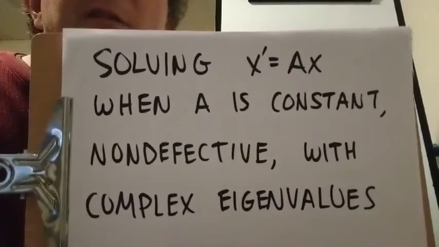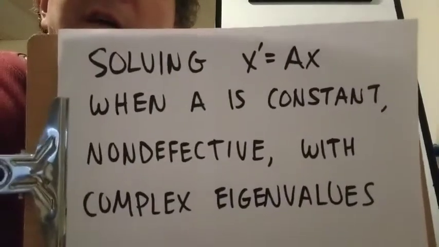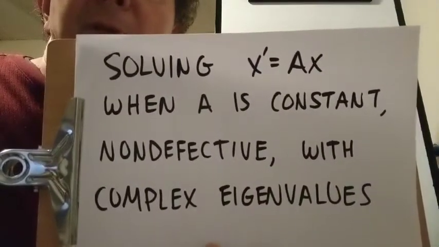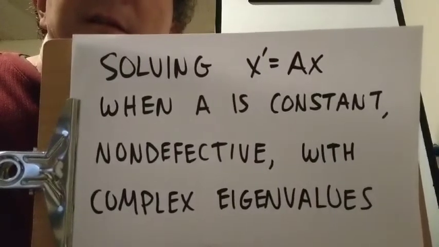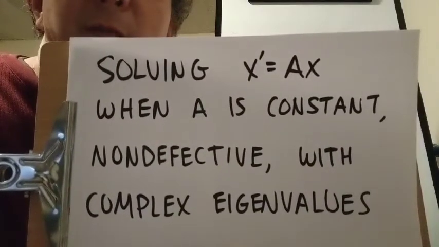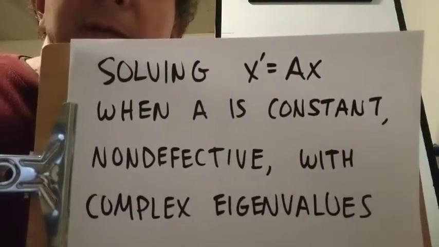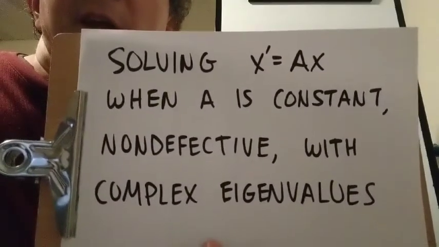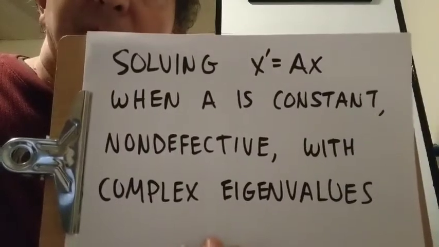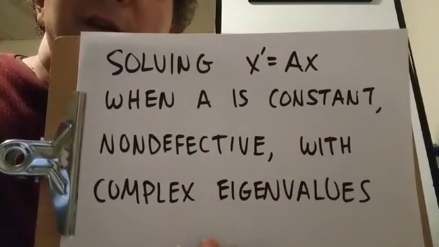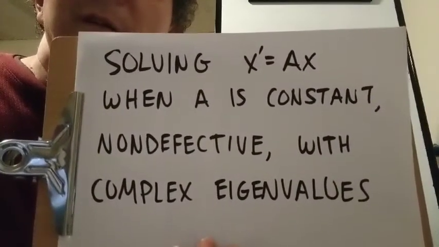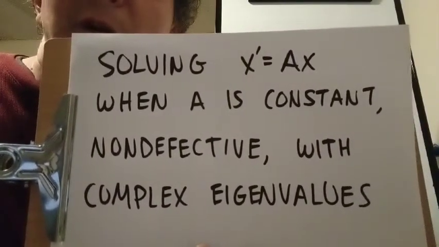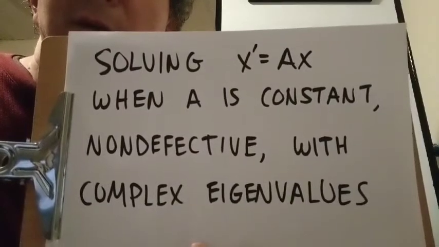The next interesting case of solving x prime equals Ax is when we have complex eigenvalues for A. So again, we're going to assume that the system is homogeneous. It's not x prime equals Ax plus b or anything. We're going to assume that A has all constant entries, and that A is non-defective. So that is, for every eigenvalue we find, we can find an eigenvector also. So if an eigenvalue comes up with multiplicity k, we can find k linearly independent eigenvectors.